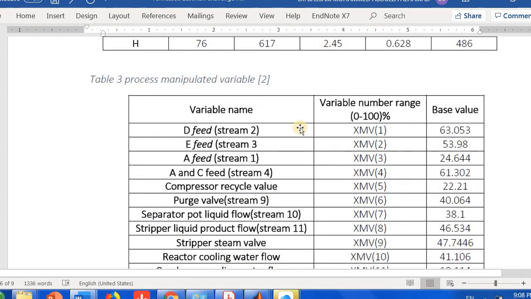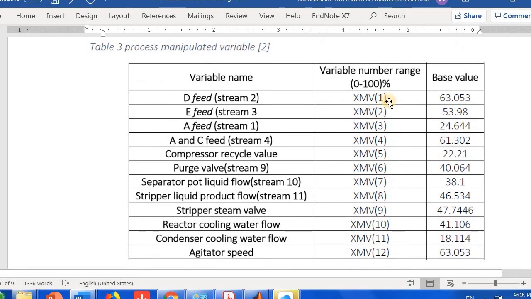What are the process manipulated variables? These are my process manipulated variables. XMV1 is D, XMV2 is E. X is just for a variable, MV is manipulated variable. XMV3 is the feed rate of A, XMV4 is the feed of A and C, XMV5 is the compressor recycle valve, and so on. If I want the reactor cooling water flow, it is manipulated variable number 10. These base values are already introduced within your Simulink system.